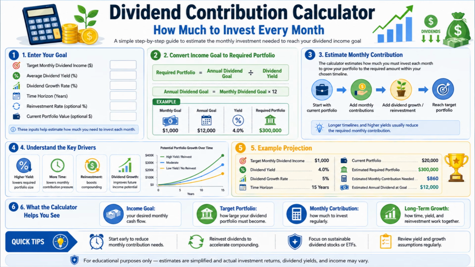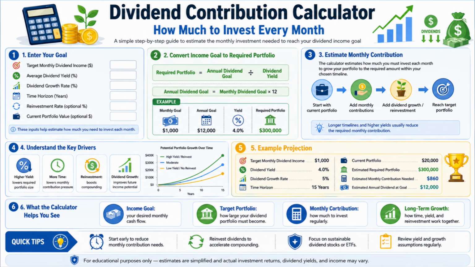Next, the calculator converts your income goal into a required portfolio size. In simple terms, your monthly dividend goal is first turned into an annual dividend goal by multiplying it by 12. Then, that annual dividend goal is divided by the expected dividend yield. As a result, you can estimate how large your portfolio needs to become in order to generate the dividend income you want. For example, if your target monthly dividend income is $1,000, then your annual dividend goal becomes $12,000. If your expected dividend yield is 4%, then the required portfolio would be about $300,000. This gives you a clear target to work toward.